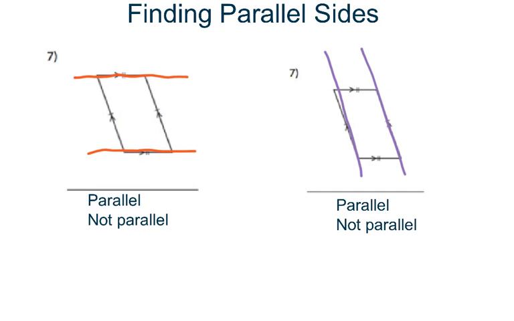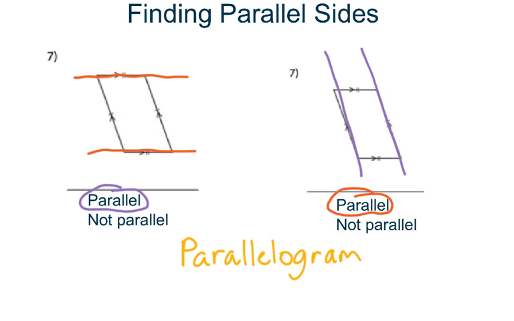Now let's look at this shape. So look at the red lines. Are they parallel? Yes, they're not touching. And then let's look at the purple part. Are they parallel? Yes, they're not going to touch as well. What's a shape where both sides are parallel lines, but there's no right angles? It's a parallelogram. So here it is, parallelogram.